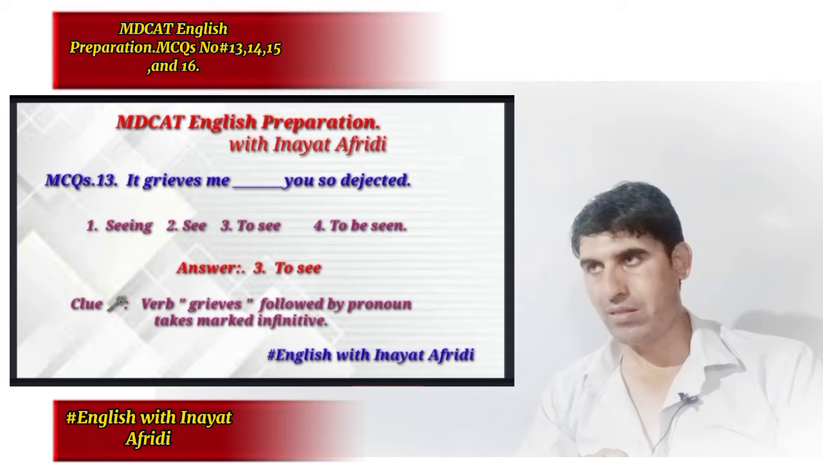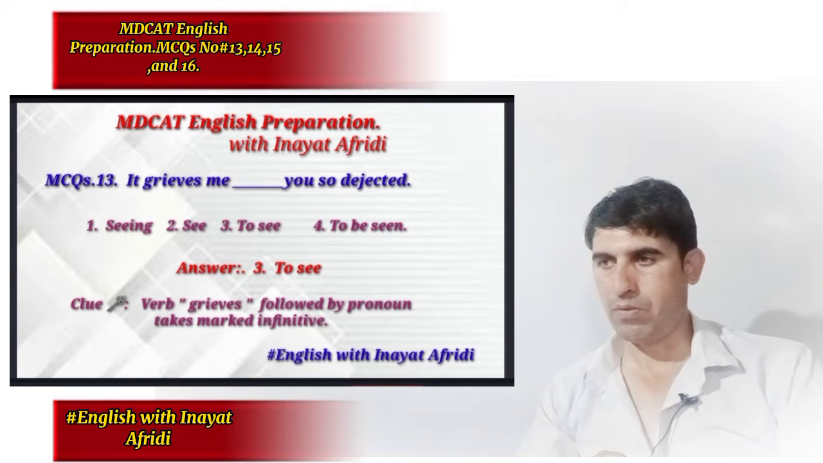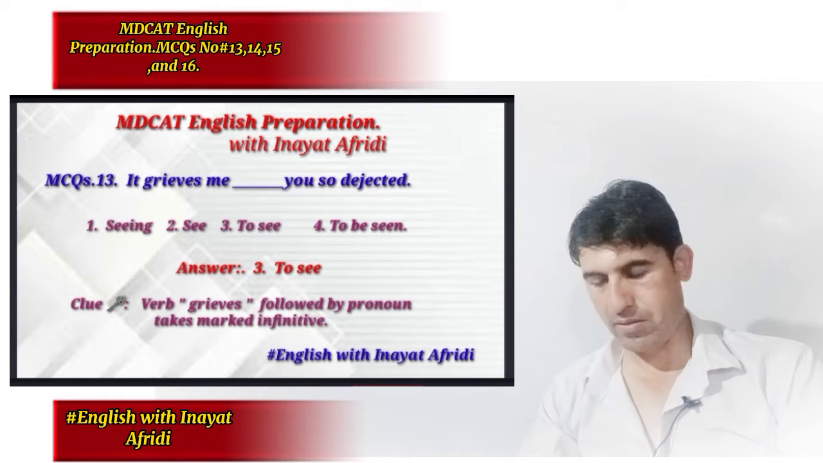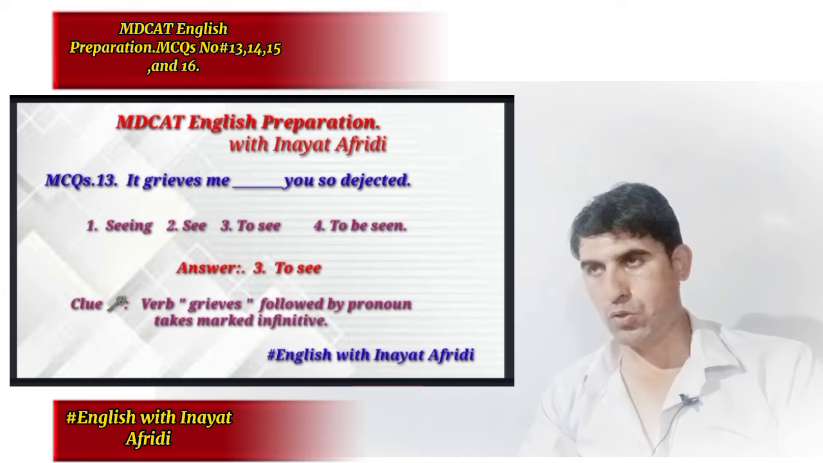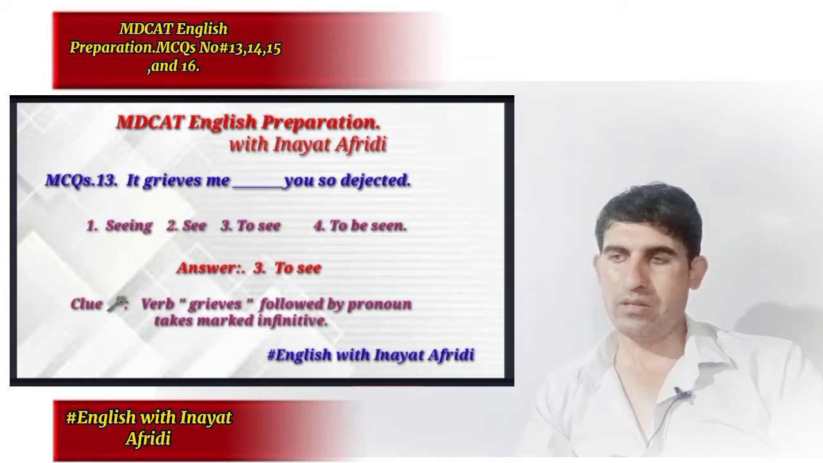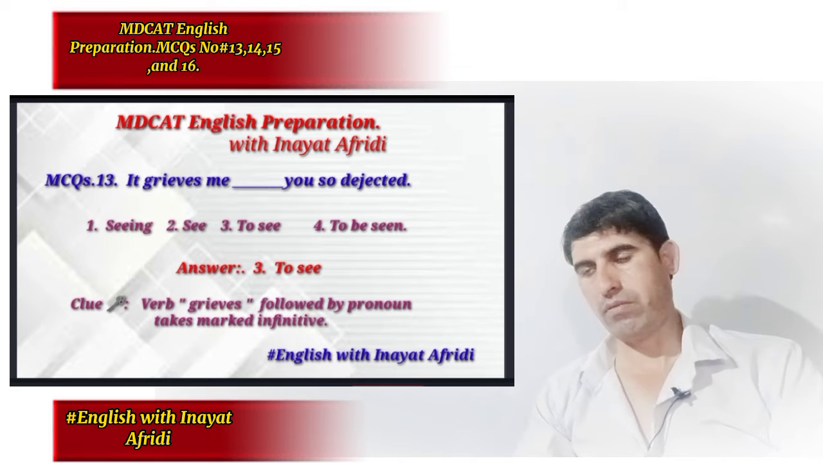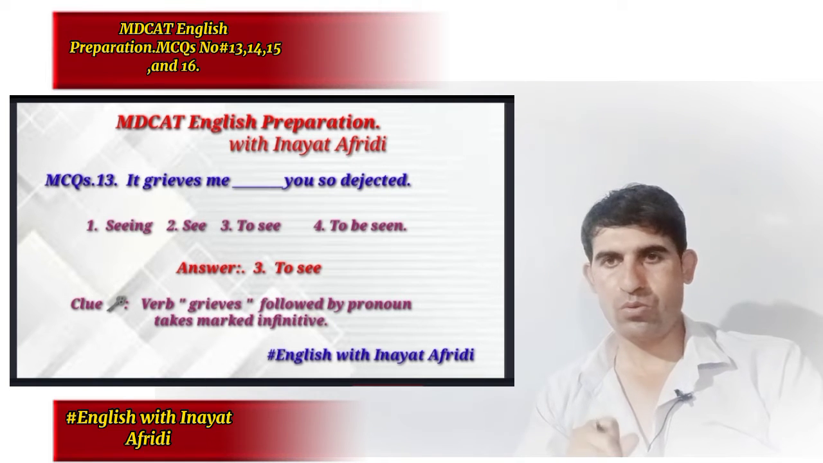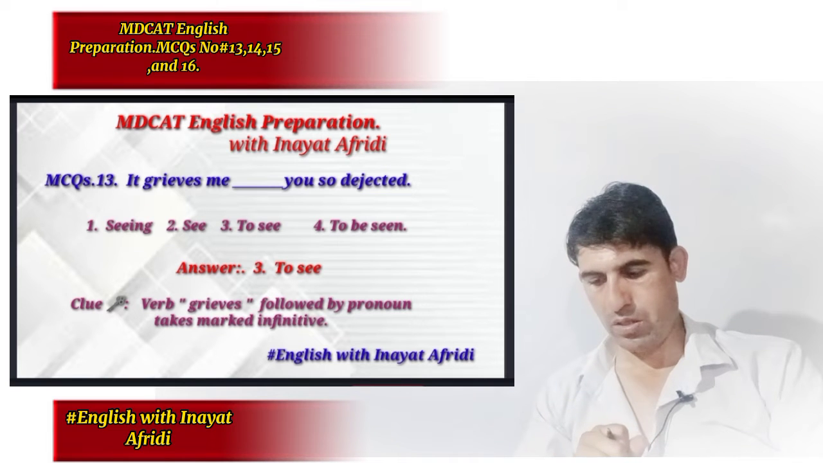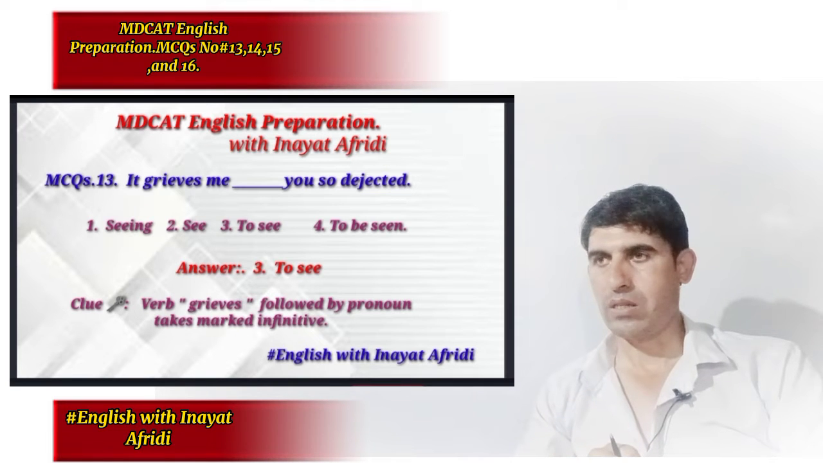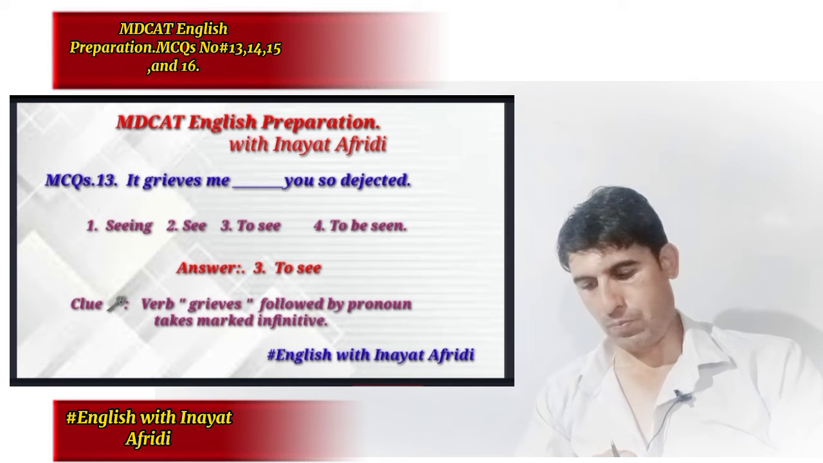Option number 1, seeing, is the participle form of the verb see. We add ing to make seeing. Next is see, which is the base form of the verb. Number 3, to see, is the infinitive: we have the base form of the verb see, but first we have the preposition to. So to see is actually the marked infinitive. And number 4, to be seen, is used in the passive voice, so you can say it's the passive form of the verb.